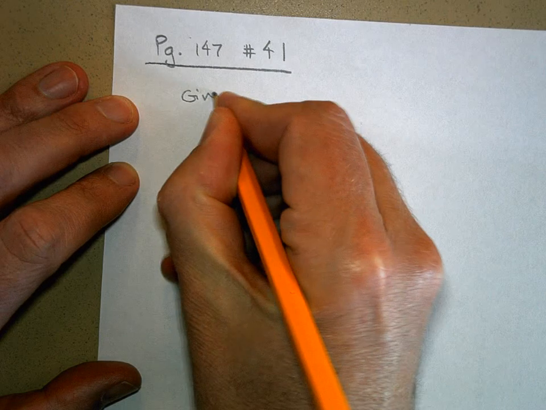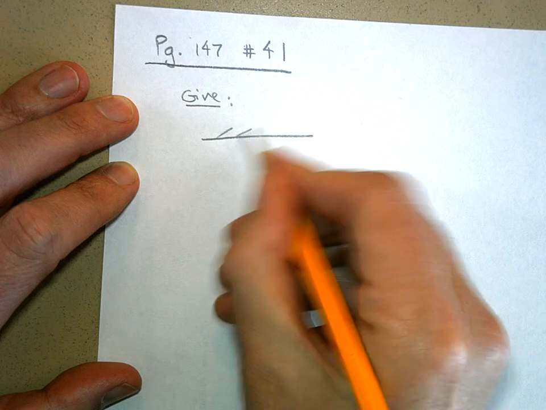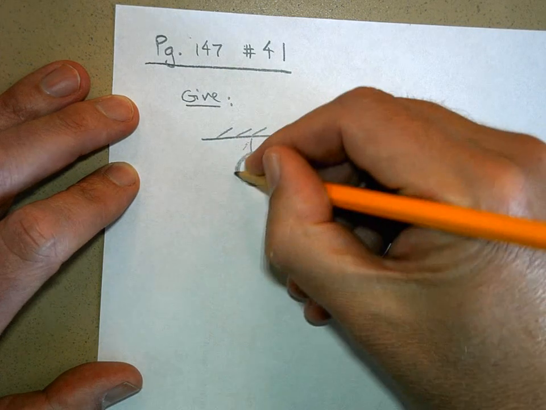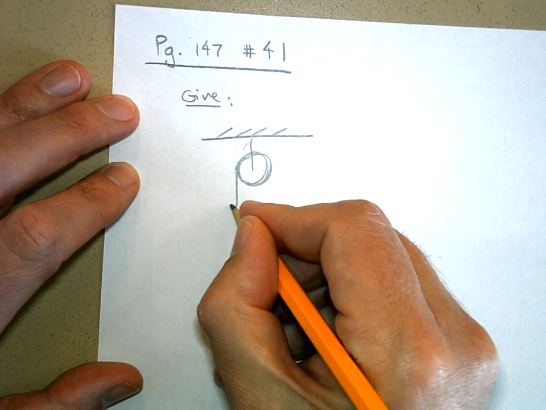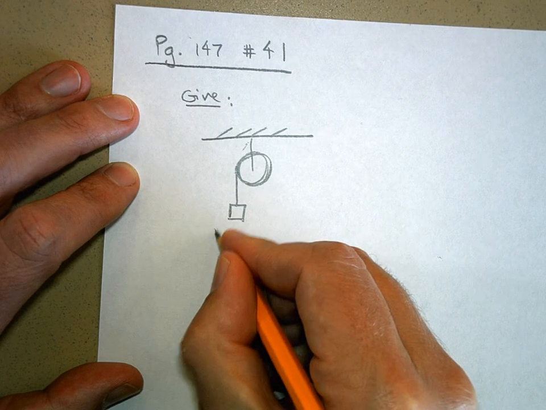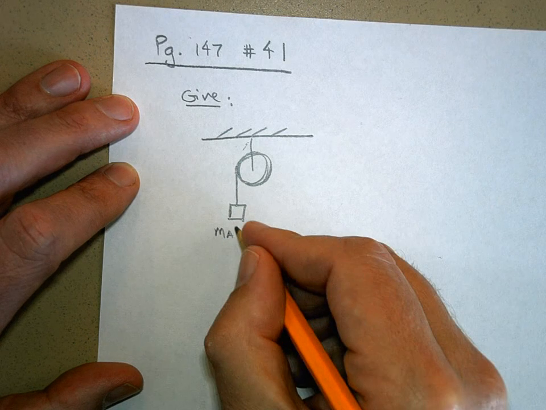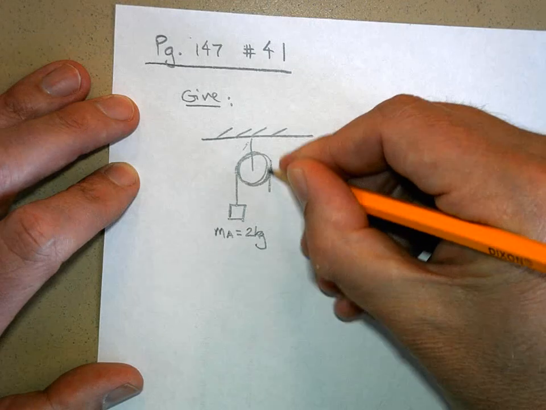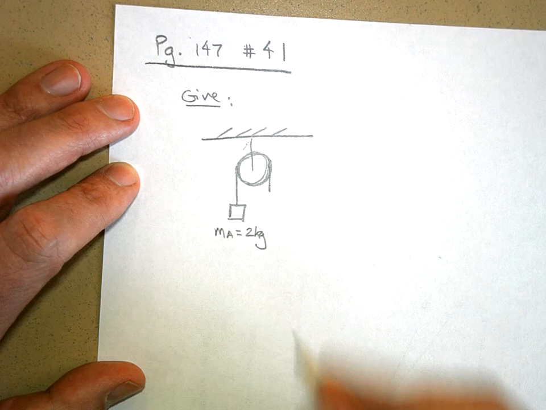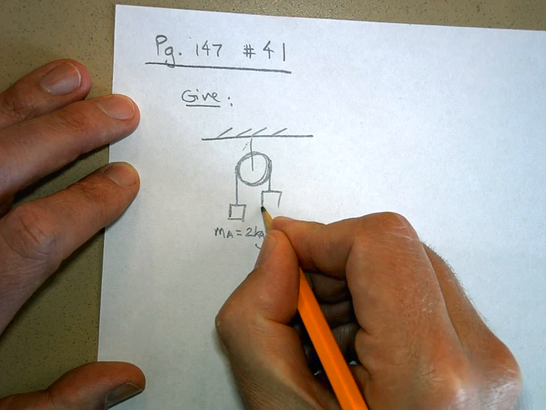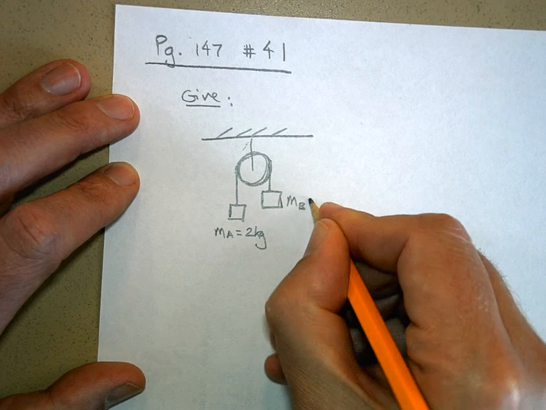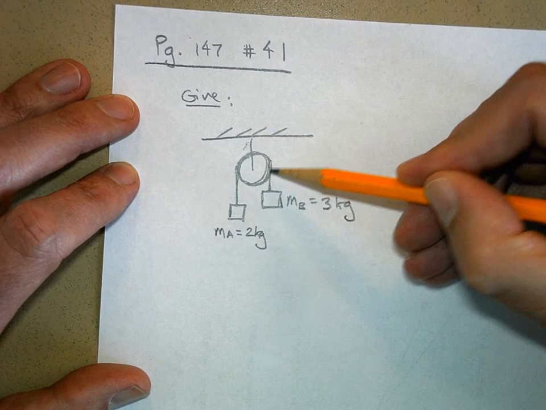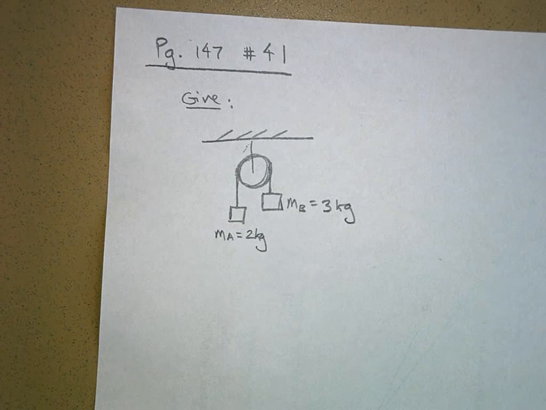So given, well, here this is anchored to some, here's a pulley, and here's MA. And MA is equal to 2 kilograms. Now, I'm not drawing these strings as long as they really should be. That's okay. And here's MB, and it has a mass of 3 kilograms. And what we're saying when it says it's a very light string, the mass of the string is not going to affect this problem. Okay, we're just going to say don't worry about the string.